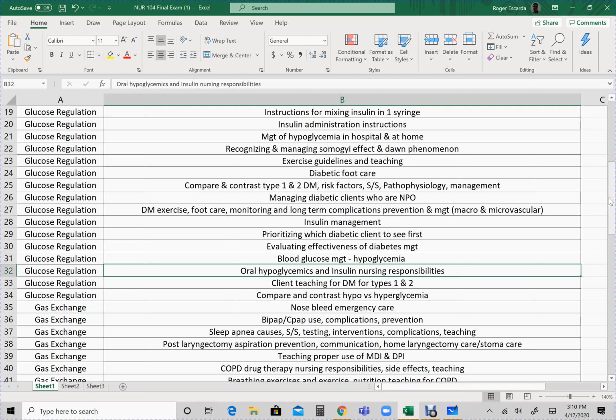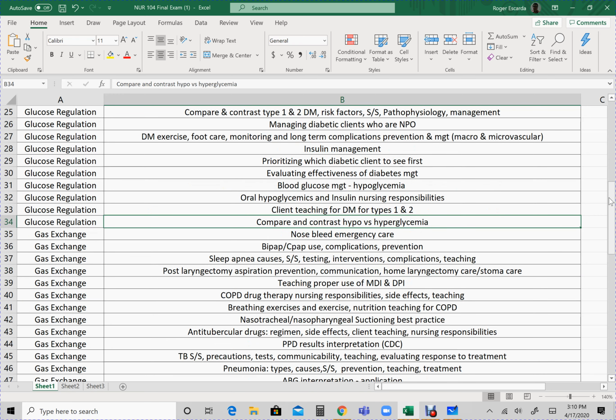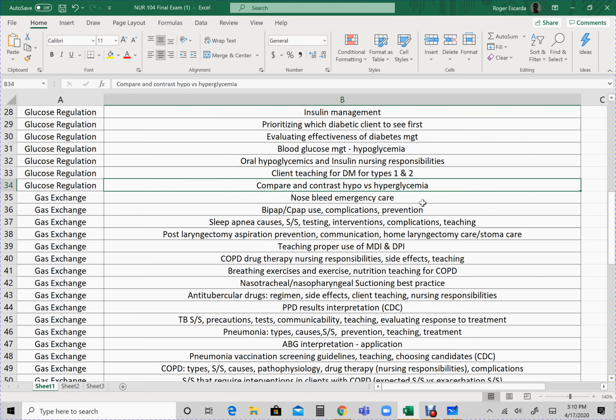This is a duplicate, so therefore there are at least two questions on the oral hypoglycemic drugs and insulin as well. Then we have teaching for diabetes, both types, and then comparing hypo from hyperglycemia. That's the end for diabetes.